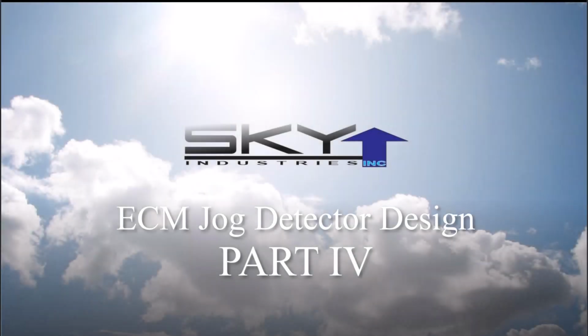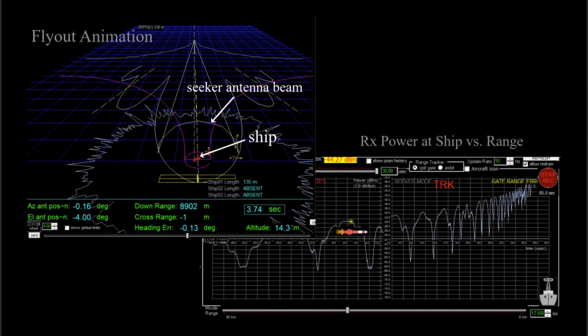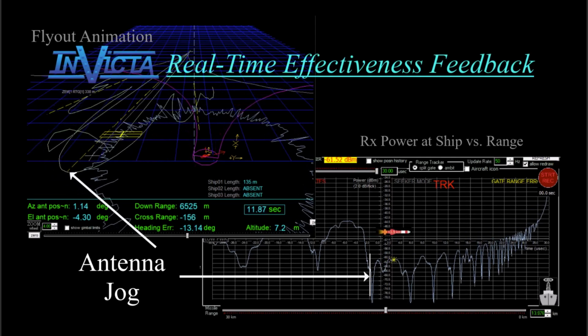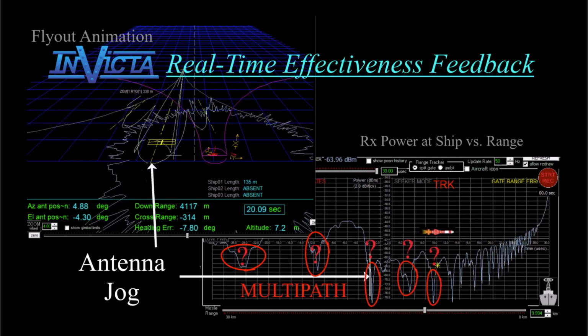This is an excerpt from an unpublished video about the design of an ECM jog detector. A jog detector is a device attached to the target that measures seeker power and indicates seeker antenna pointing error by noticing jogs or dips in the seeker power measured at the target.